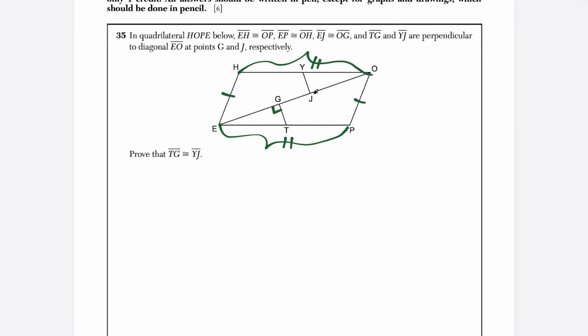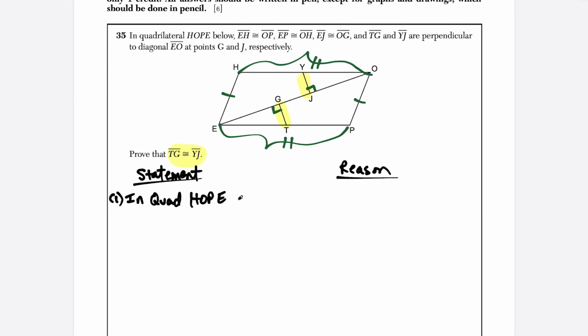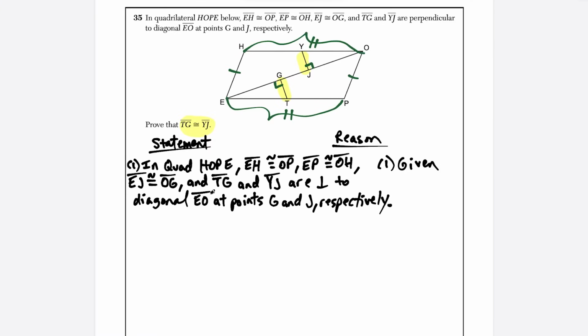So we could say that this angle and this angle are both 90 degrees. They're both right angles. What we need to do is prove that TG is congruent to YJ. The first thing we have to do is write down the givens. This has to be a part of our answer. Writing the givens does take a while, but it needs to be there because it allows us to say the things we want to say after this.